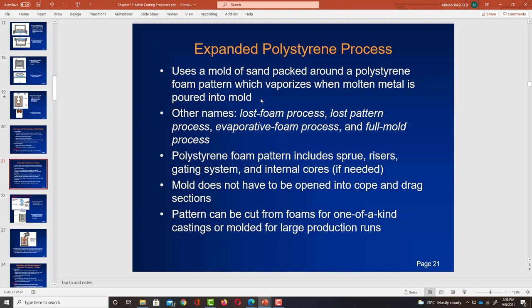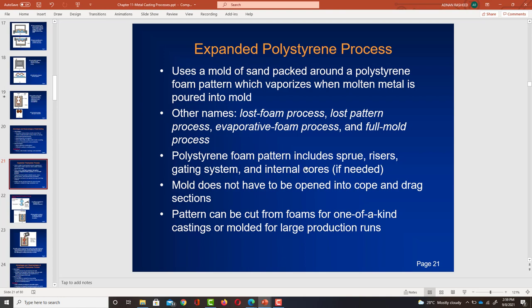So when molten metal is poured into the mold, the polystyrene is lost. The other name of this process is lost foam process, because polystyrene is lost. That is why it is known as lost foam process, or the pattern that is made up of polystyrene has been lost. So it is also known as lost pattern process, evaporative foam process and full mold process. So these are all the names of the expanded polystyrene process.